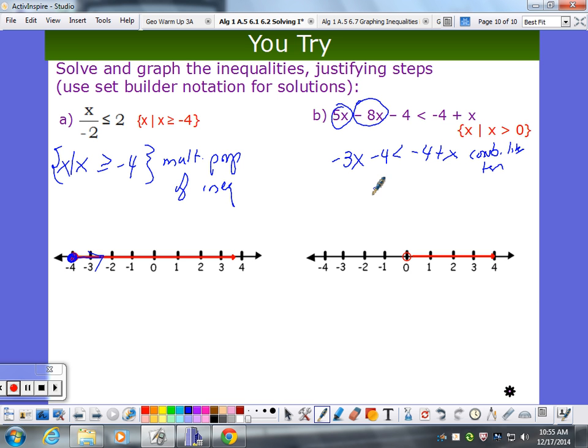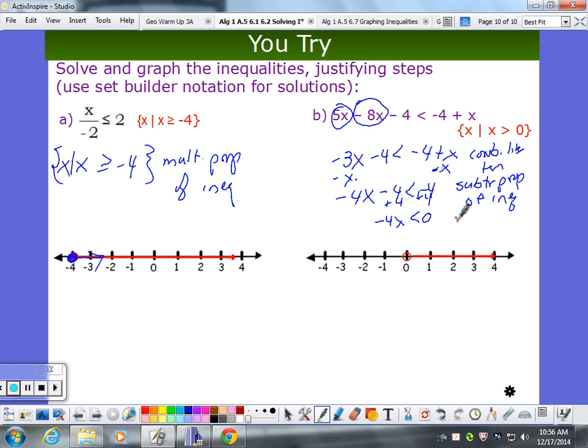Okay, now what? Let's subtract x from both sides. -4x minus 4. Who says? Addition? What are you doing? Subtraction property. You're subtracting. Subtraction property of inequality. Alright, I think I'll add 4 to both sides. How about that? Addition property of inequality. Less than 0, right?